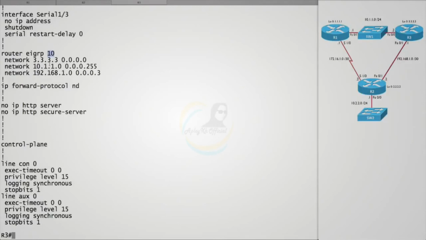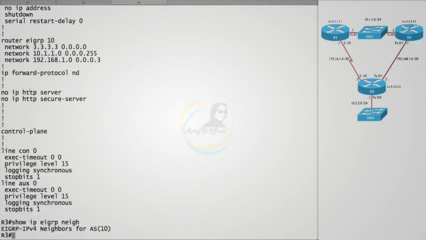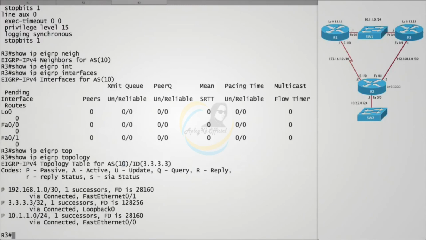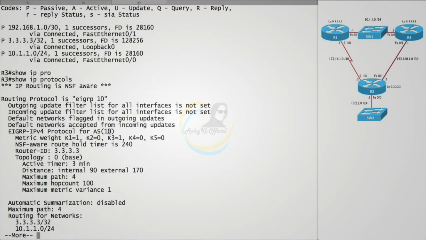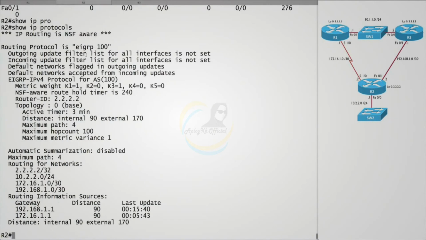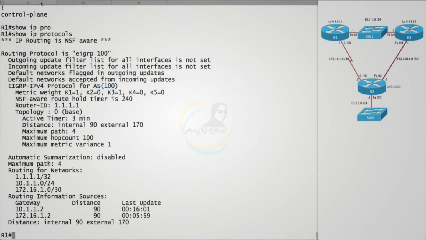It was here in the running config, and if I do a show IP EIGRP neighbors, you can see that we're talking about autonomous system 10. Show IP EIGRP interfaces mentions autonomous system 10. Show IP EIGRP topology tells us we're in autonomous system 10, and show IP protocols tells us we're in autonomous system 10. So we had plenty of opportunities to see the autonomous system, and you should have noticed that it just does not match up with the autonomous system on R2, which is 100, or R1, which is also 100.